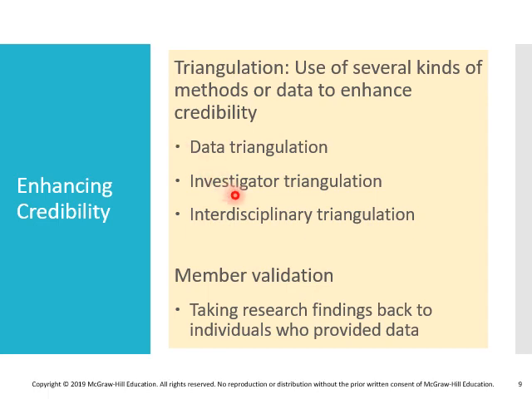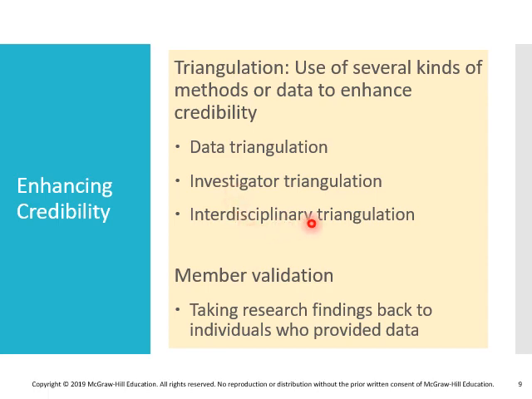Investigator triangulation refers to having multiple research members on the team. So when we have different research members, we have different interpretations, as we talked about previously, different observations, and by doing that, the researchers can interact with one another to see how their interpretations are similar or different, and then they can come to a consensus, a common interpretation of the data.